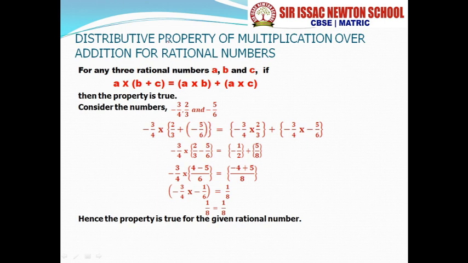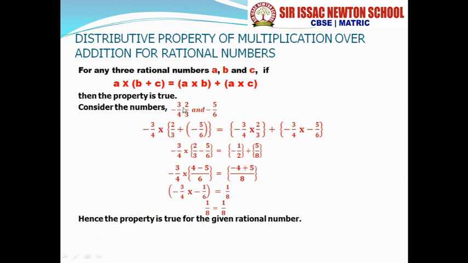Next, we are going to discuss the distributive property of multiplication over addition for rational numbers. This is the distributive property: for any three rational numbers A, B and C, if A into (B plus C) equals A into B plus A into C, we can say the distributive property is true. So, let us take an example. Our A value is minus 3 by 4, B is 2 by 3 and C is minus 5 by 6. So now apply it in this property.